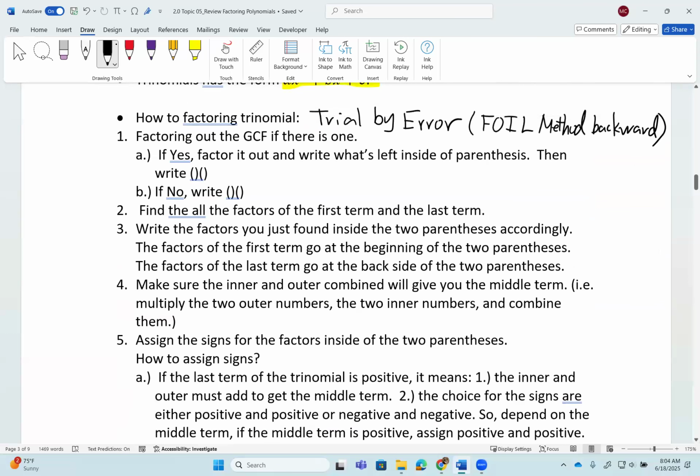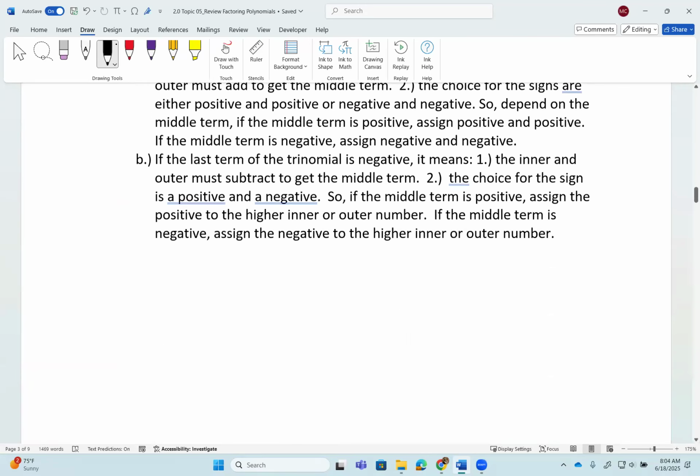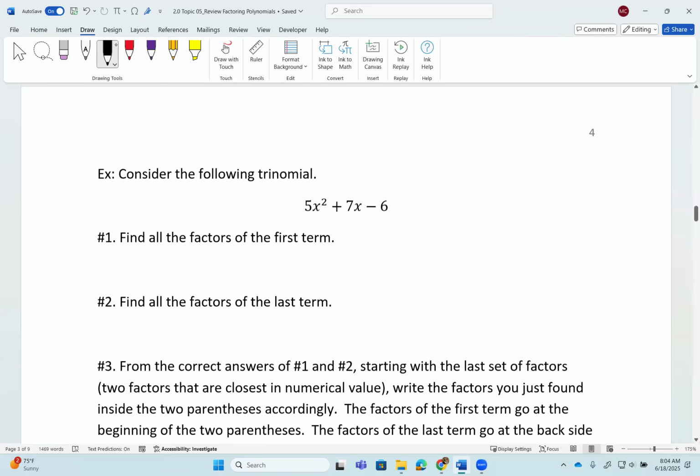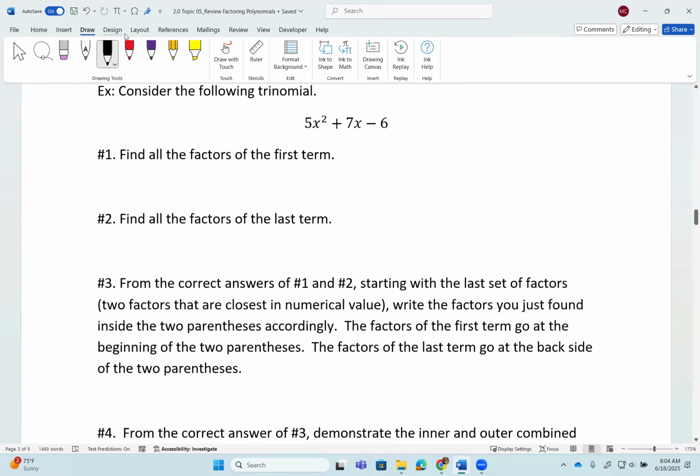Okay, so again, first thing, factor out the greatest common factor if there is one. If there is, factor out the greatest common factor and write what's left inside the parenthesis. Then we will write two open parentheses. If we don't have a greatest common factor, we're just simply going to write two open parentheses. Then the next step is finding all the factors of the first term and the last term. So here we go. Let me do an example for you. Between 5, 7, 6, there's no greatest common factor. So I will end up writing two parentheses right away.